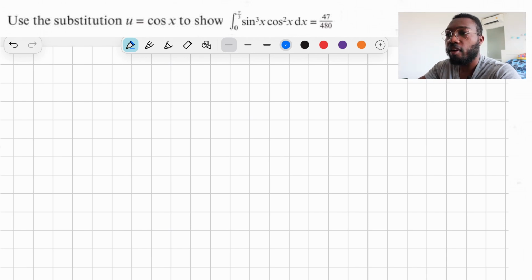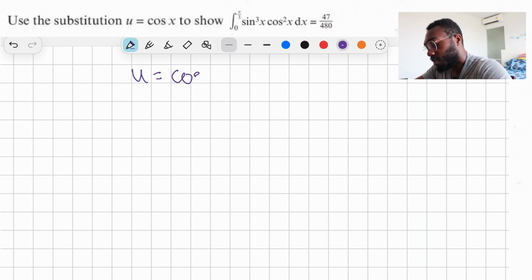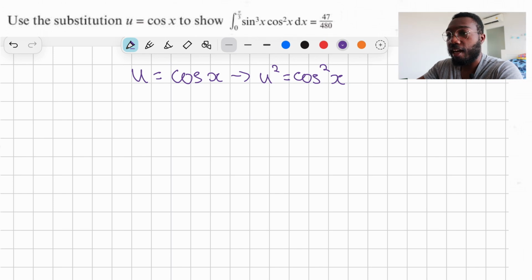So for this question, using the substitution u is equal to cosine x, we need to integrate sine cubed x cosine squared x, all with respect to x, with pi over 3 and 0 as our limits, and that all equals 47 over 480. We need to show that it equals 47 over 480. So first of all, if we know that with substitution we have u is equal to cosine x, then if we multiply both sides by itself, we get u squared is equal to cosine squared x. So the cosine squared x is taken care of.